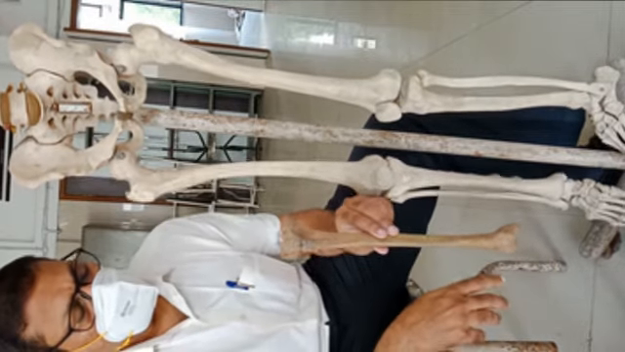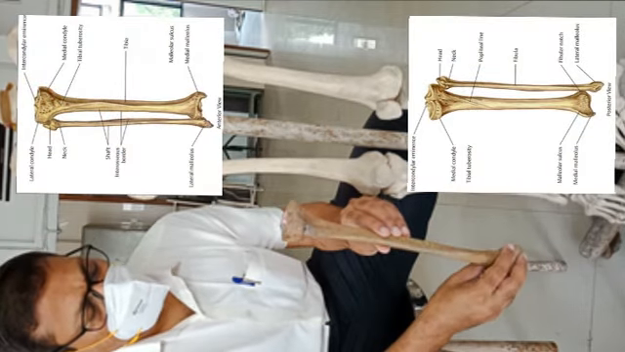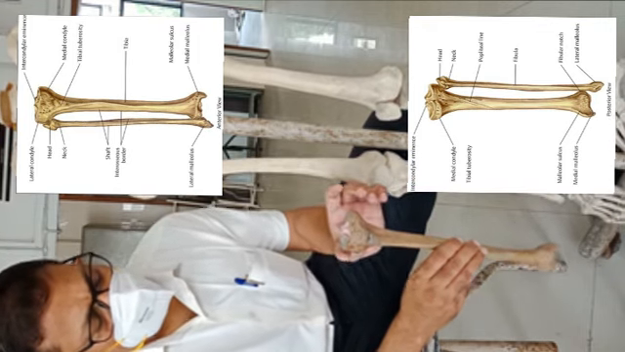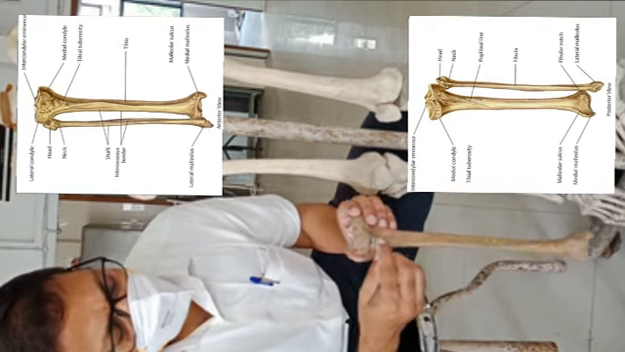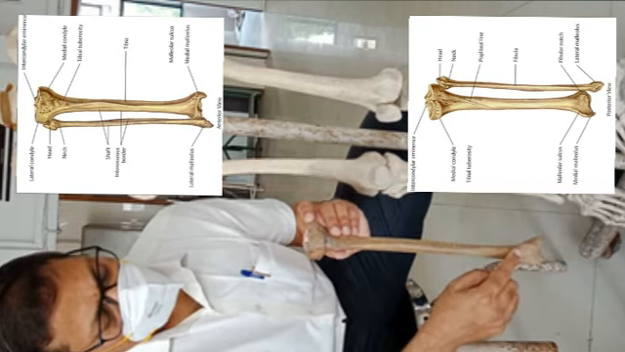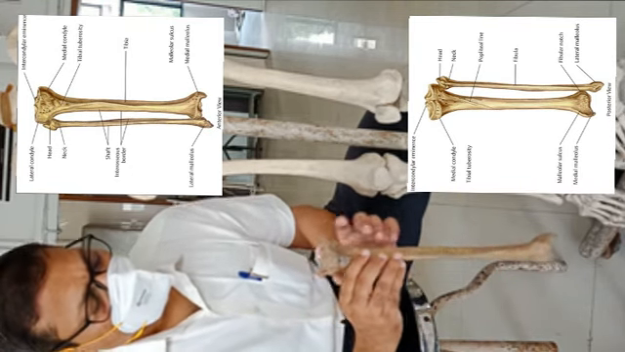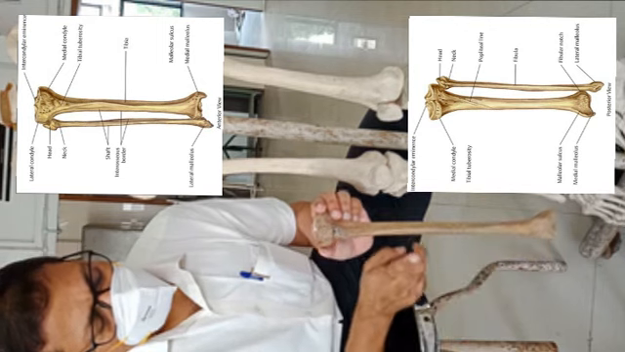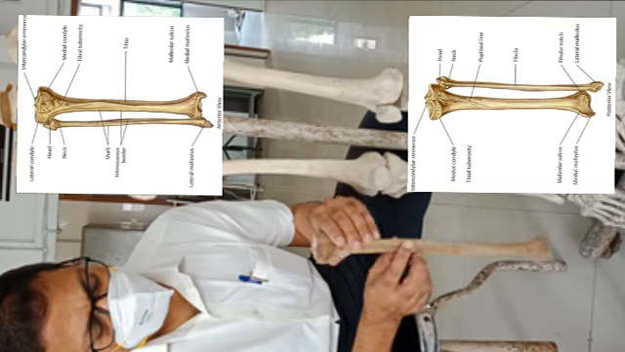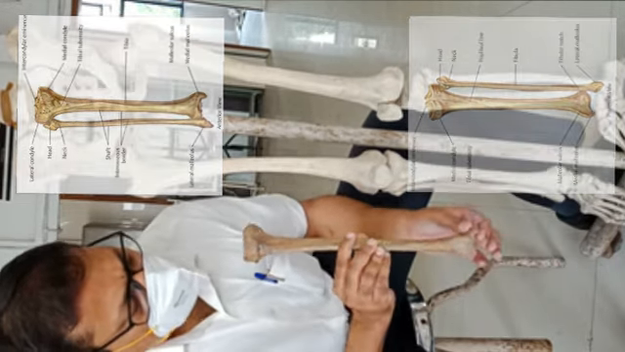Now coming to the tibia, it is a long bone with an upper end, lower end, and shaft. In the upper end, we get two condyles, medial and lateral condyle, and anteriorly the tibial tuberosity. This is the anterior border, this is the lateral border, and here is the medial border. We get the medial surface, lateral surface, and here is the posterior surface. In the lower end we can see an extra projection, that is the medial malleolus.